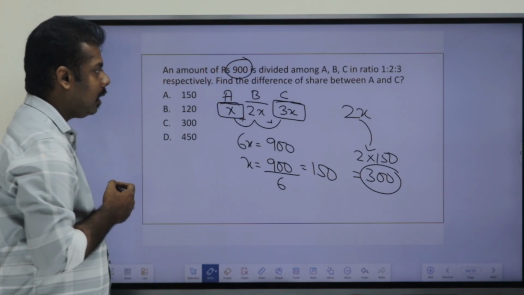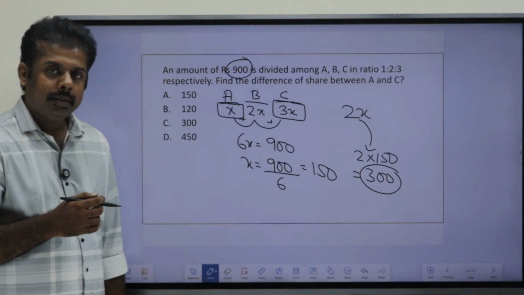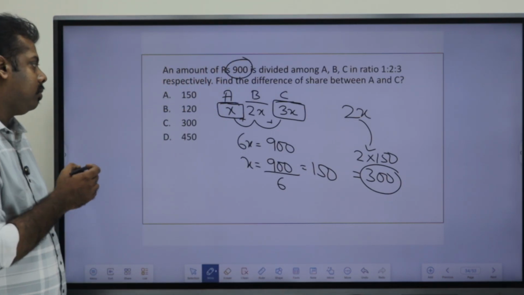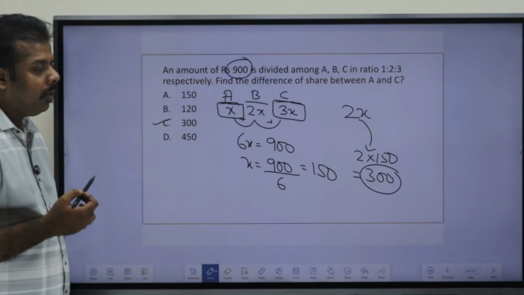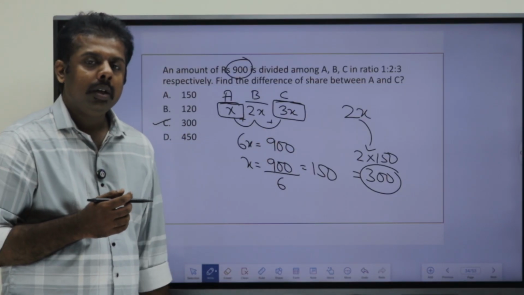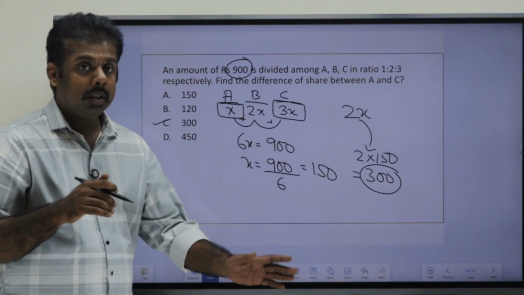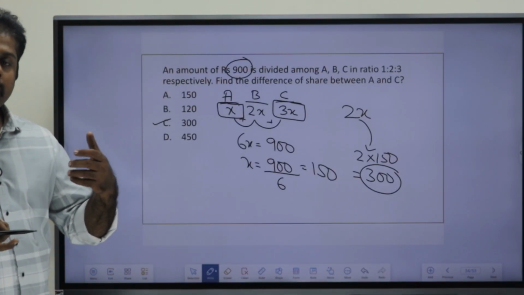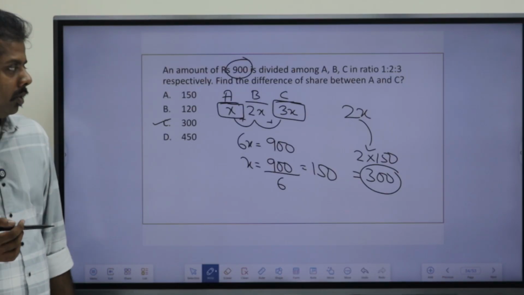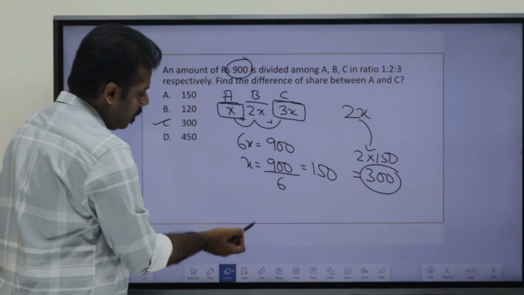Okay, so we have got the final answer that the difference of share between A and C is 300. So one way is this, you can easily find out using this logic. Otherwise, you can also use the fraction approach as well. So we can just discuss that part as well.